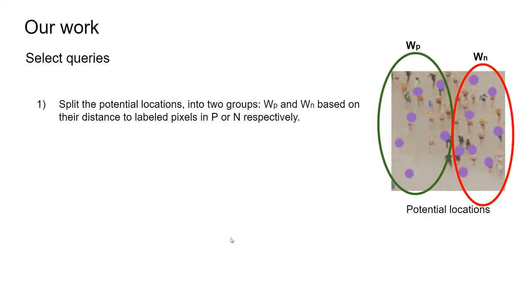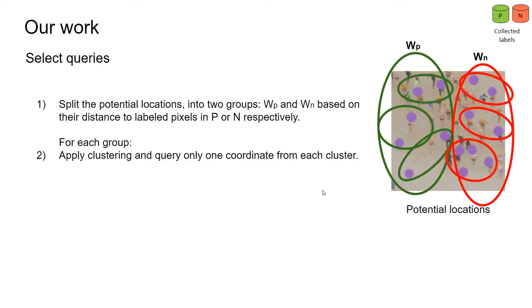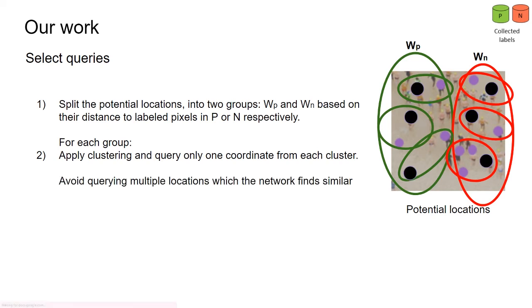In the first step, we split the potential locations into two groups, ones that are related to the positive labels and the others that are related to the negative labels. This is done by considering distance between each potential location and the labeled pixels. Then, for each group, we apply clustering and restrict ourselves to ask the user over just one location from each cluster. This avoids querying multiple locations, which the network finds similar.